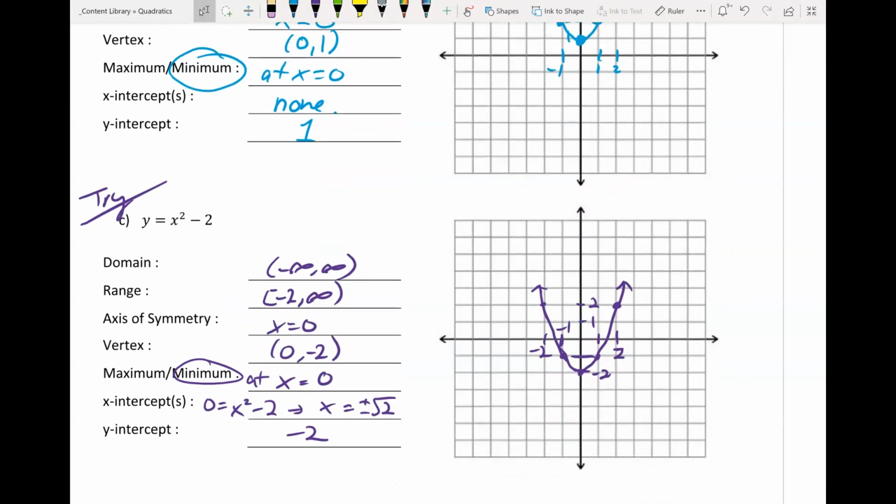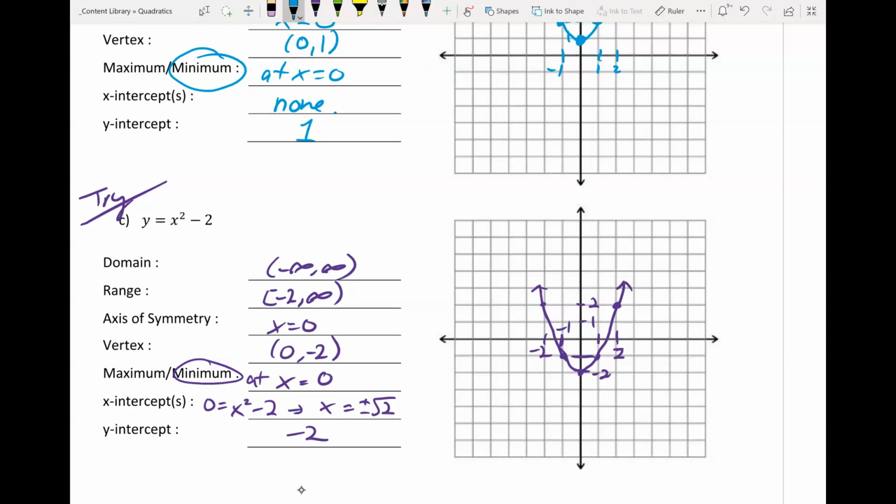So here's a solution to that. I just took the parent function and then moved all the points down by 2. And this is the graph we get. So now we have a vertex at 0, -2. Your axis of symmetry is at x equals 0. Your range is now from -2 to infinity because that is your lowest y point. Domain doesn't change. Your minimum is still at x equals 0.